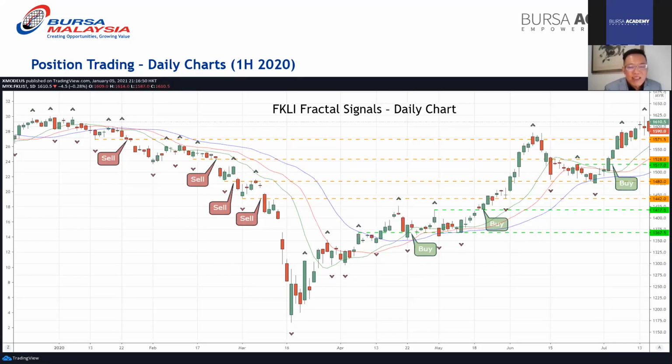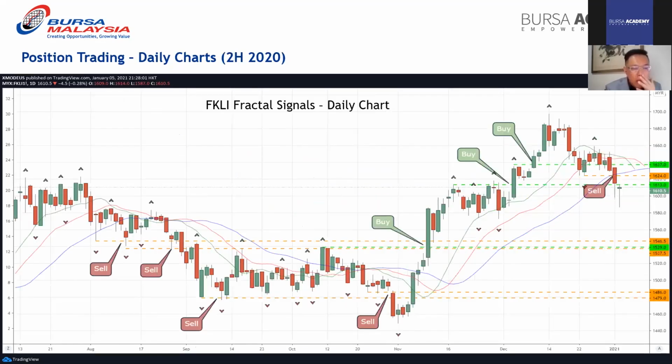So that's basically about 1 signal a month. So it's about a 4-week trend for those signals to develop. In terms of the second half of 2020, you could see the markets also came down and then took a very nice ride up.